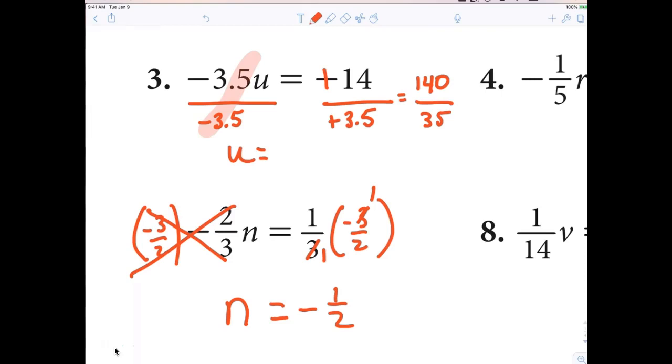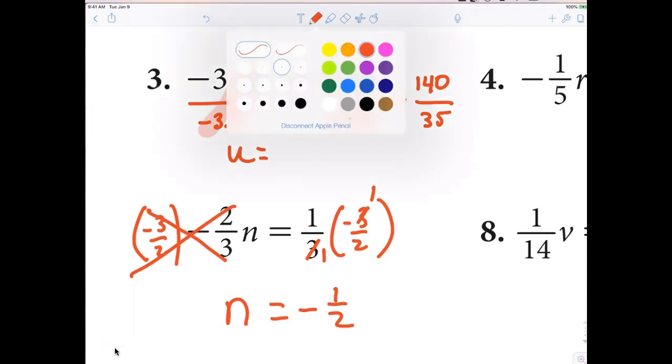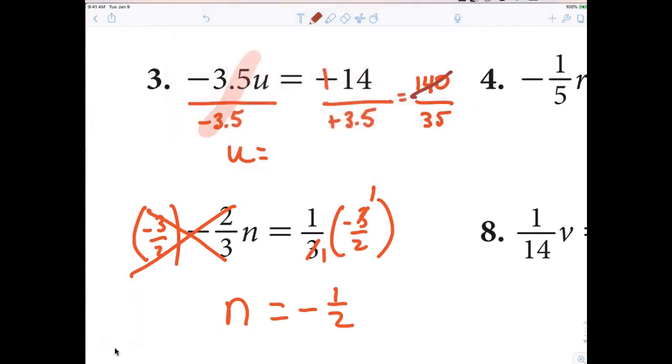Now, this is where I'm trying to show you. You don't need a calculator. You just need a good brain. All right? So what do I mean? Divide by 7. 7 goes into 140 how many times? 20 times. Now, 7 goes into 35 5 times. So now it's much easier. Does everybody agree now? It's just 20 divided by 5, which is what? 4.